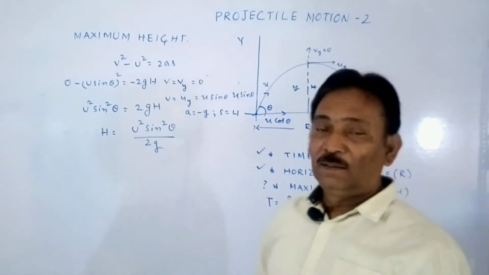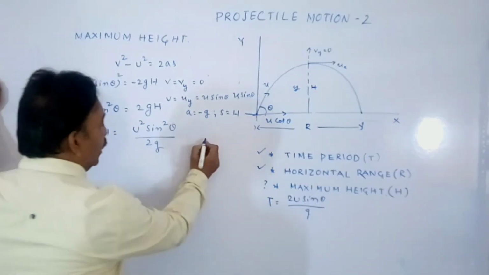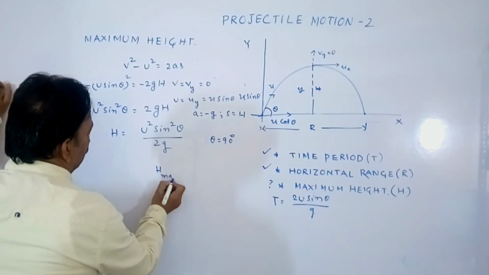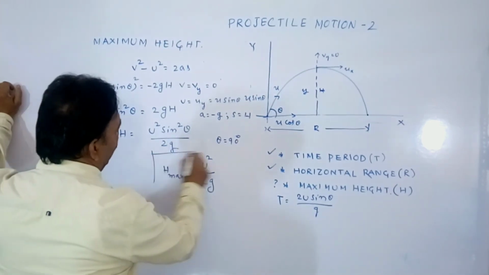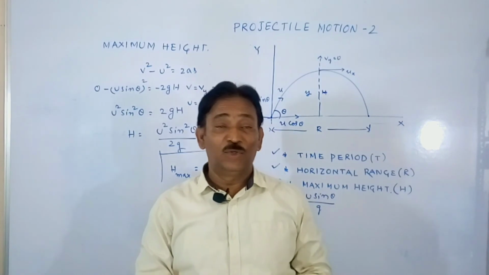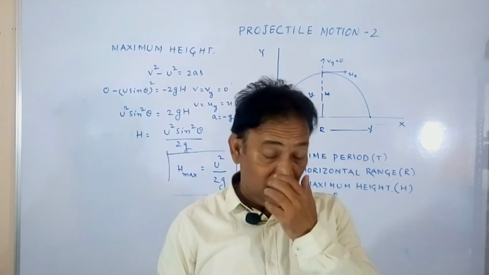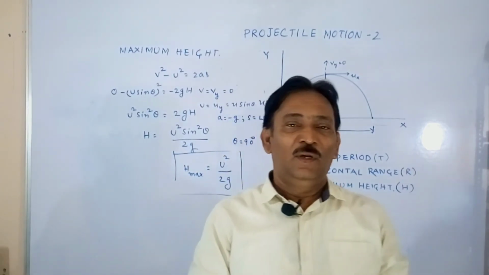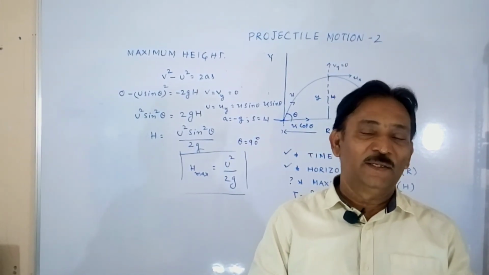Then after, we will find when the height is maximum. Obviously, theta is 90 degrees. That is, h max is equal to u square by 2g. These are the three desired relations in projectile motion. Today we analyzed the projectile motion, and also we derived the expressions for time of flight, range, and as well as the maximum height.